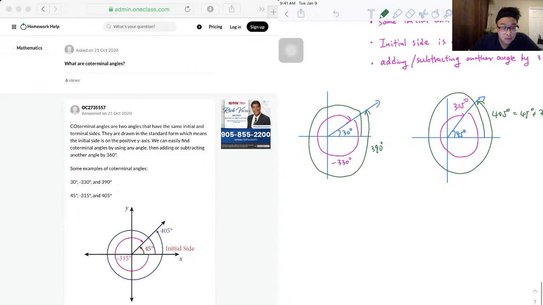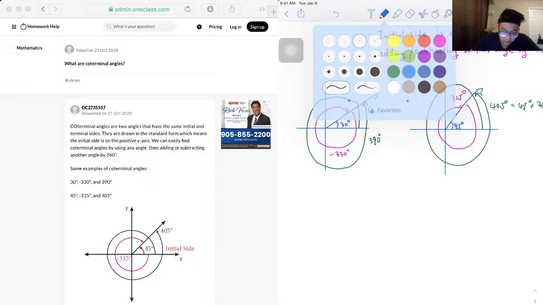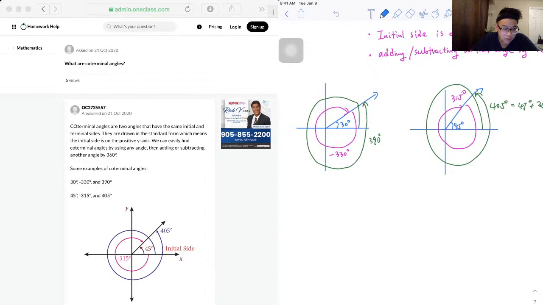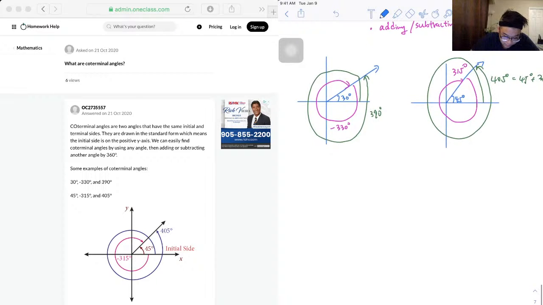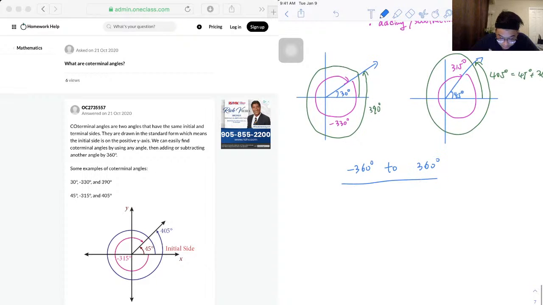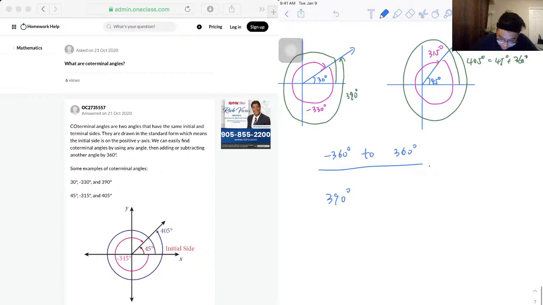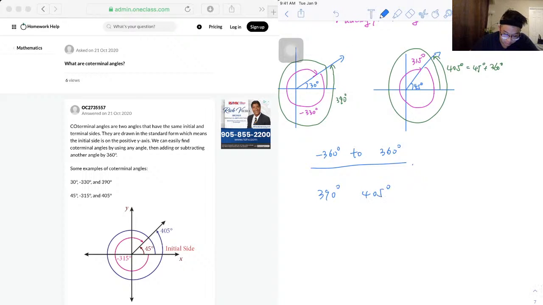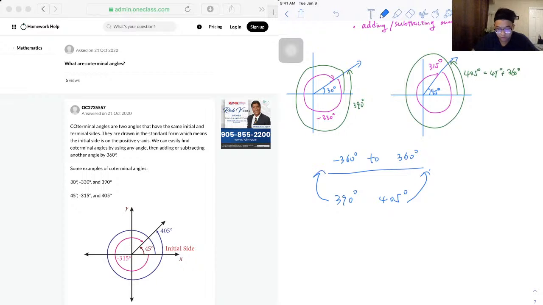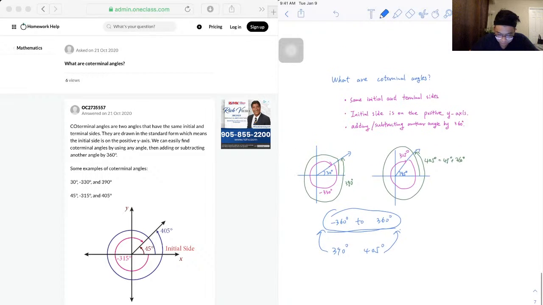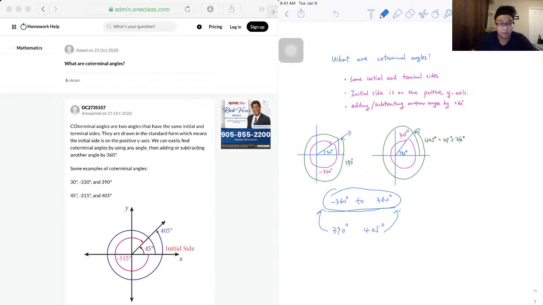Yeah. But always keep in mind that in your questions or practice problems, they might give you the range of the angle. So it might say, find the angles between, let's say, negative 360 to 360. So in this case, we need to eliminate 390 and 405 because they go over the range. They're not included in this particular range. Yeah, so just keep that in mind. So I think that's pretty much what coterminal angles are.